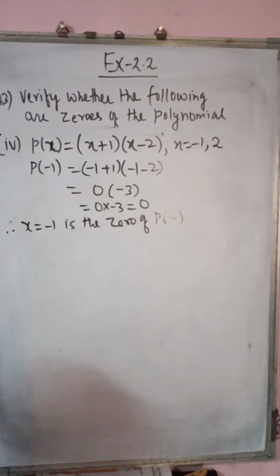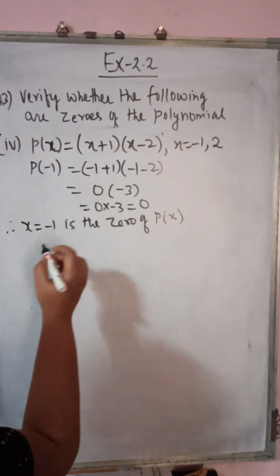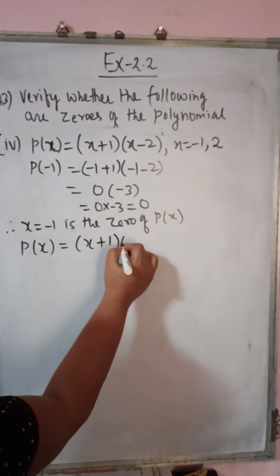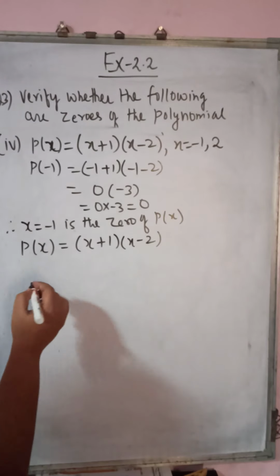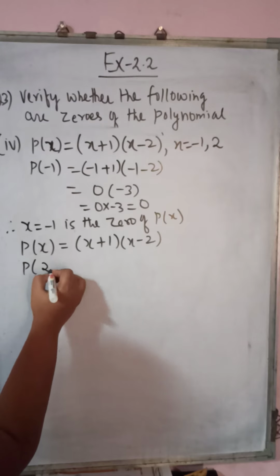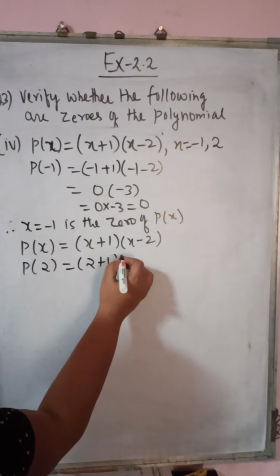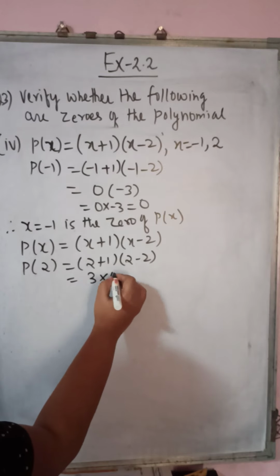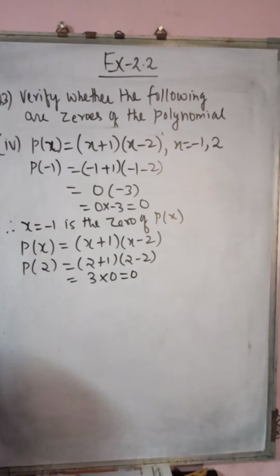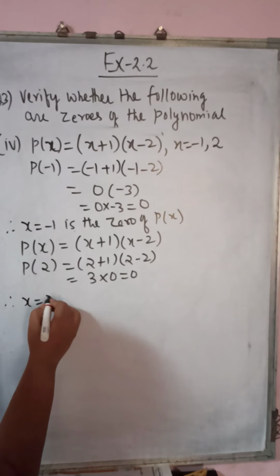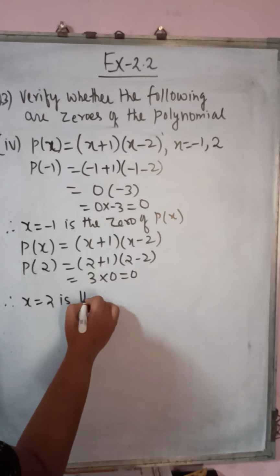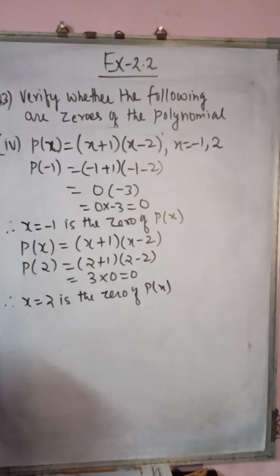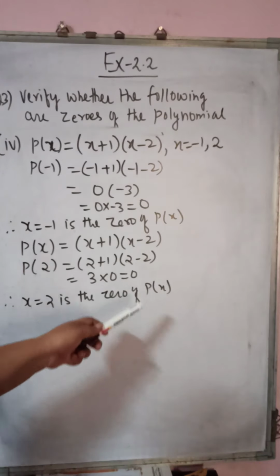p(x) is the short form of this polynomial. Now we will check x equals plus 2. So what is the given polynomial? p(x) is equal to x plus 1 into x minus 2. Now what will we put in place of x? 2. So 2 plus 1 into 2 minus 2. Again 2 plus 1 is 3 and 2 minus 2 is 0. So again here also we are getting 0. Therefore x equals 2 is the zero of p(x), because in both cases, by substituting the value, we are getting the final answer as 0.